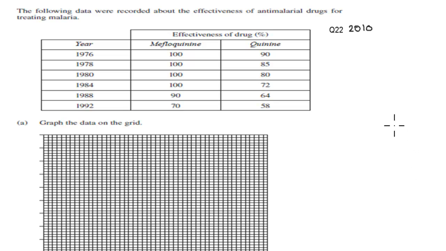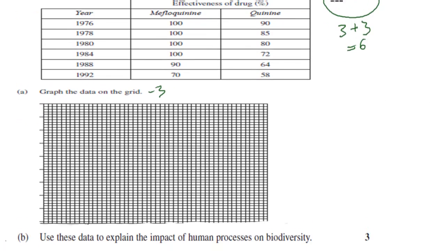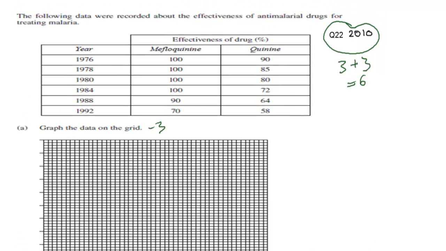In this exam question we cover the 2010 exam question number 22, and this one is worth 3 marks plus 3, so it's going to be worth 6 marks. And I'll read the question as an A part, which is worth 3 marks, and the B part down here, which is also worth 3 marks. So I'll read the actual question.